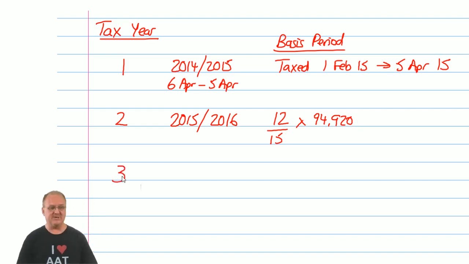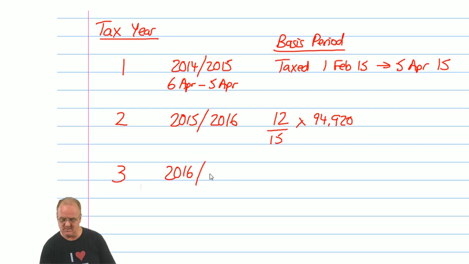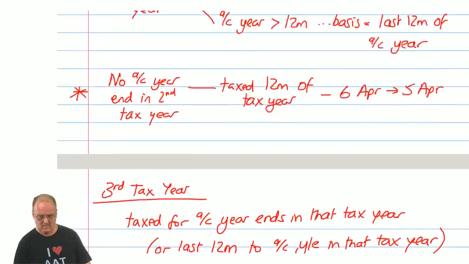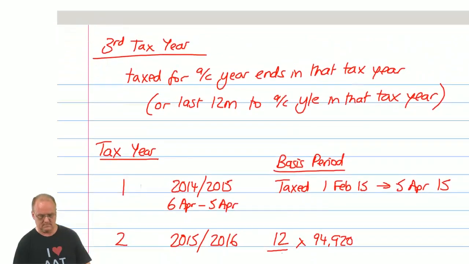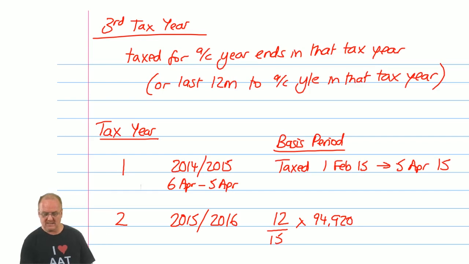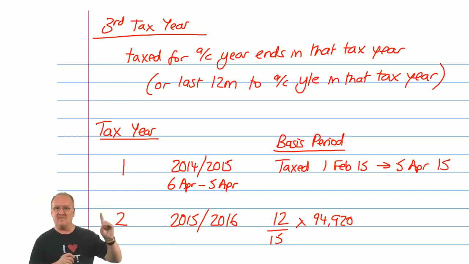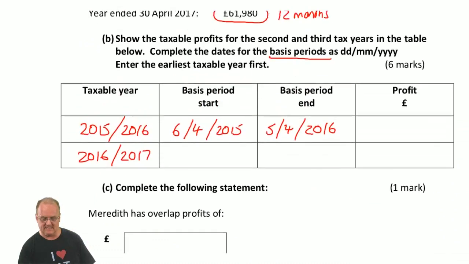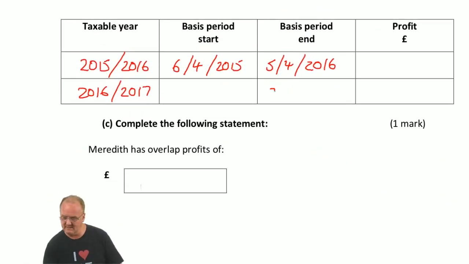And then in tax year number 3, 2016-2017, what happens then? You are taxed for the accounting year that ends in that tax year, or the last 12 months to the accounting year end in that tax year. It's not a 12-month period, it's 15, so she is taxed for the last 12 months of the accounting year. Her accounting year ends on the 30th of April 2016, that means the 1st of May 2015.